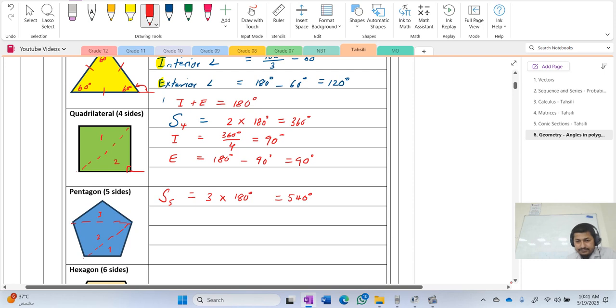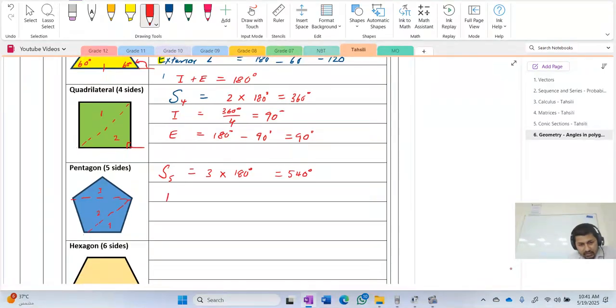Each interior angle of the pentagon is 540 divided by 5. Let's check what's 540 divided by 5. 5 goes into 5 one time, 5 can't go into 4, so there's 0, and then 5 goes into 40 8 times, so 540 divided by 5 is 108 degrees. So the exterior angle is 180 minus 108, which is 72 degrees. Hope you guys are understanding.